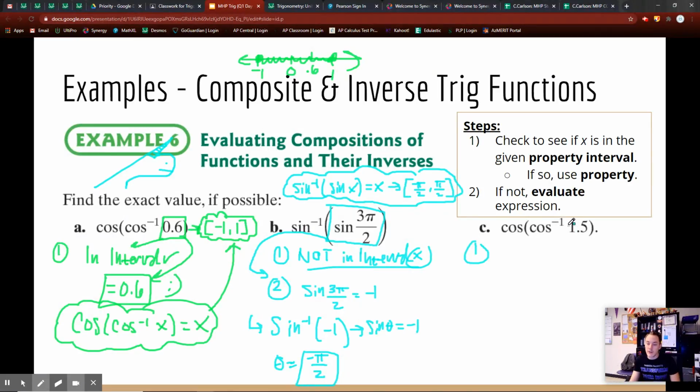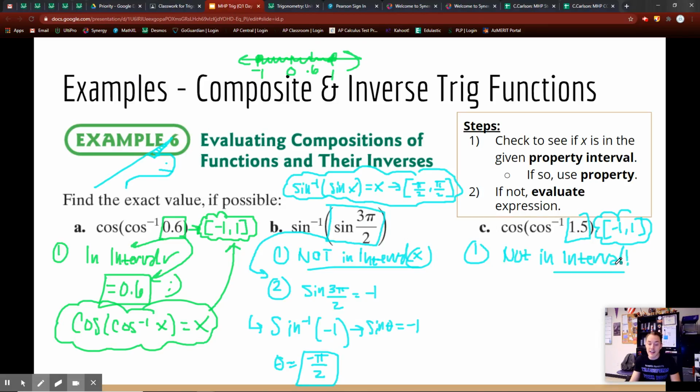Is this within the interval? Okay, now notice this is the exact same as this first one. So that means my interval is -1 to 1. It's the exact same as A, right? Now, is 1.5 between -1 and 1? Yes or no? Just give it to me straight. Is it between -1 and 1? You should say no, which means it's not in interval.